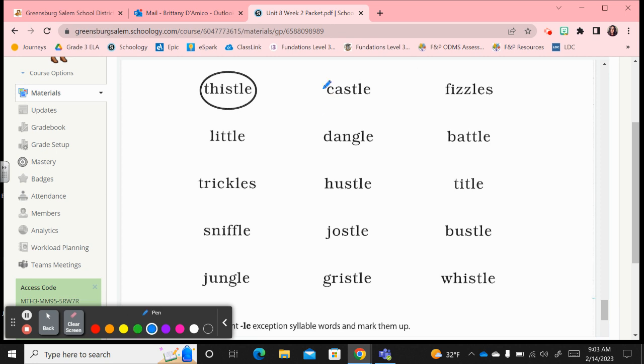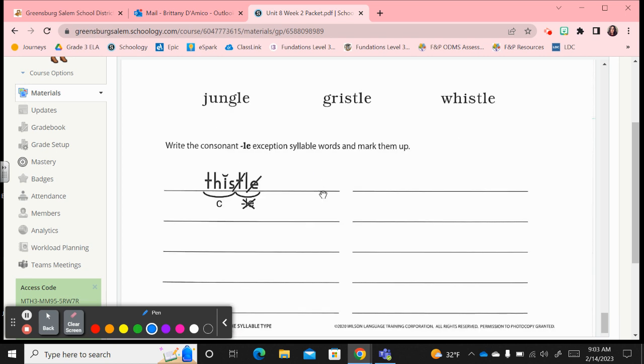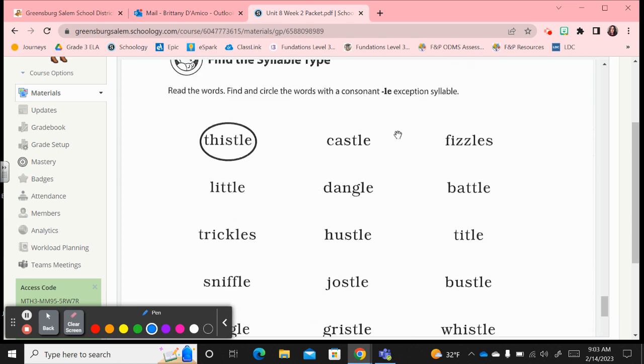Okay, we have, we're going to keep the TLE, even though it's silent, in the second syllable. Castle. We know this is closed, but this is a consonant LE exception because the T and the E are both silent. So you can go ahead and write castle down below on the line and mark it like I've marked it here.